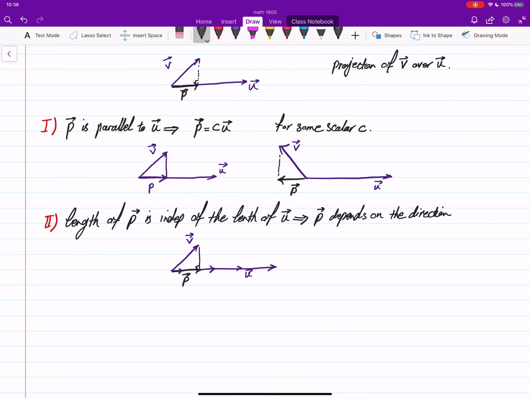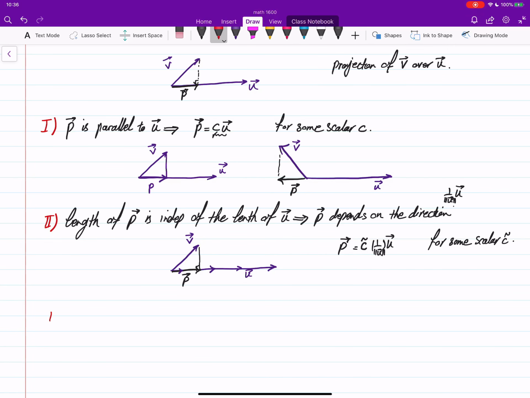Actually, we can see that p is a multiple of the normalized u, which gives the direction of u. So it means that not only is it c times u, but also it is a multiple of 1 over the length of u times u, and that multiple, this time I will put a tilde over, meaning that it's not the same c as before, for some scalar c tilde.